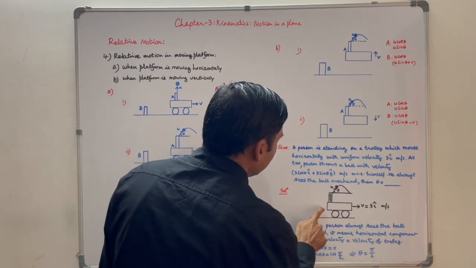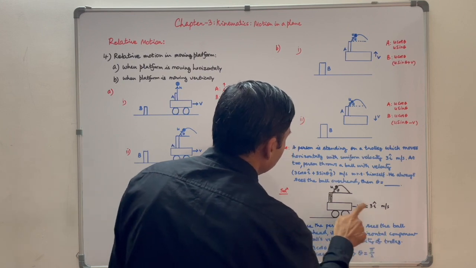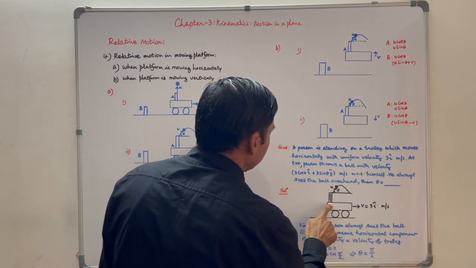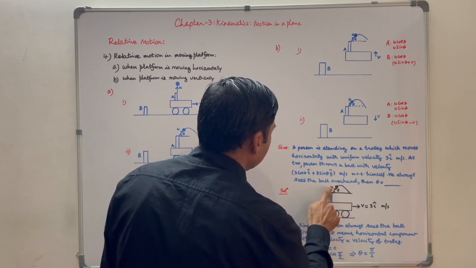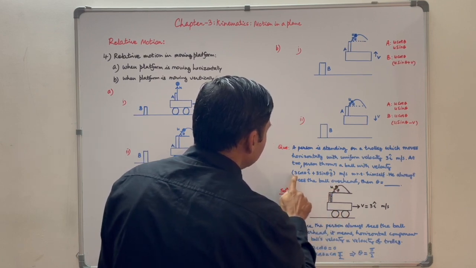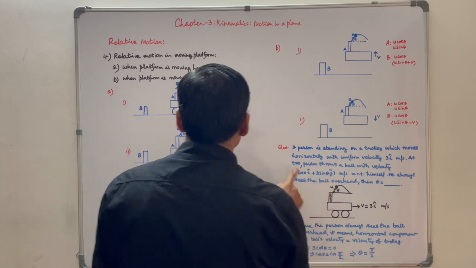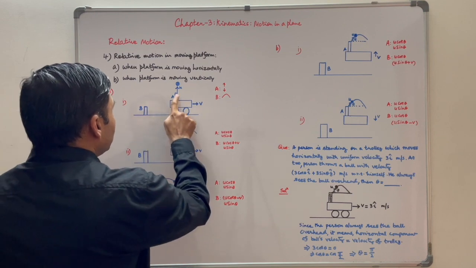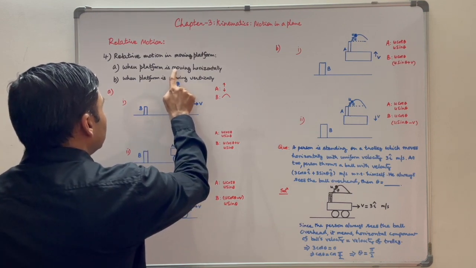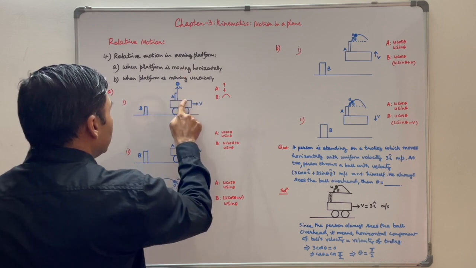Suppose the trolley is moving horizontally with uniform velocity 3i meters per second. A person standing on the trolley throws the ball making an angle theta with the horizontal such that u is equal to 3 cos theta i plus 3 sin theta j. This matches with the first scenario. In this case, the person throws the ball vertically upwards and he sees the ball overhead, either moving up or moving down.